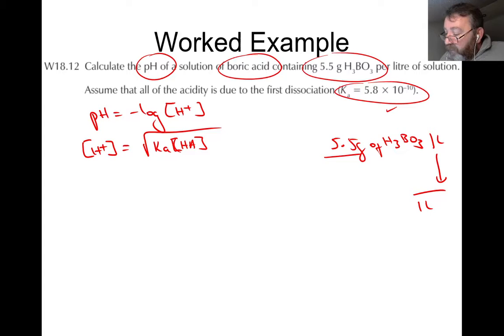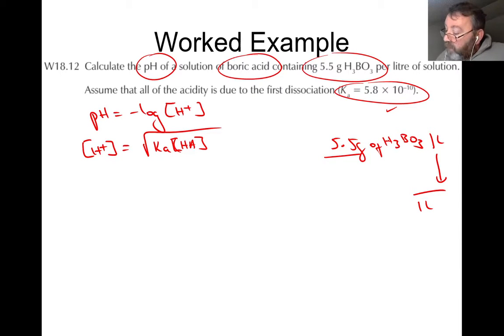So you take your 5.5 and you divide it by the mass of the boric acid. And the mass of boric acid, and again, don't have your tables too far away from you. You'll always need your periodic table, okay? So your periodic table here, and we want boron because B is boron.